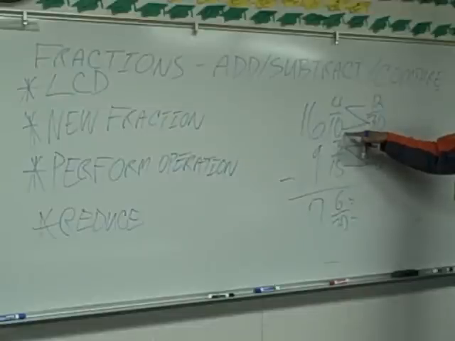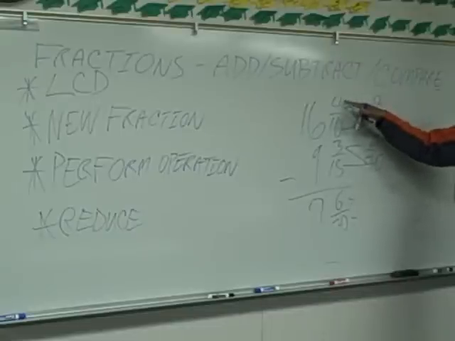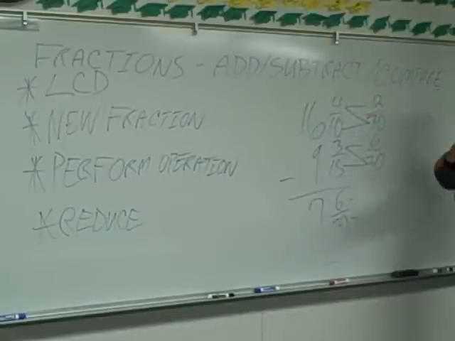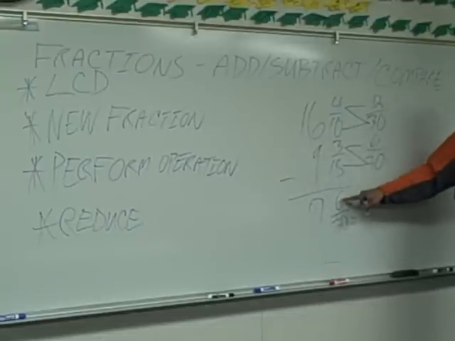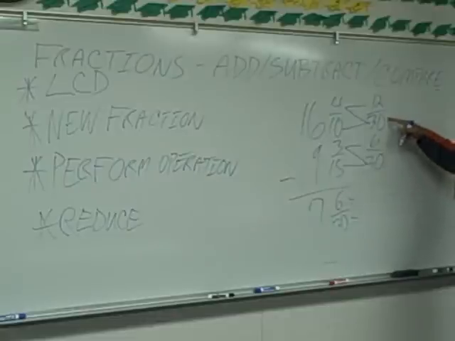If 10 was multiplied by 3 to become 30, then 4 has to be multiplied by 3 to become 12, so it stays equal and balanced in your new fraction. Okay? So now, because of the subtraction, we're doing step number 3, performing the operation. 12 minus 6 is 6, and then 30 all over 30. Okay?